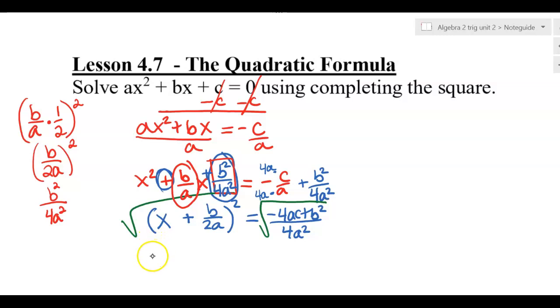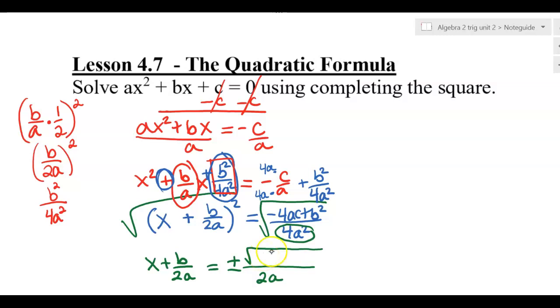So on the left side, I'm going to have x plus b over 2a. On the right side, I'm going to have plus or minus. Now this radical is over the entire fraction. In the denominator, this actually square roots very nicely. The square root of 4a squared is 2a. And the numerator is just ugly. I'm going to rearrange the order of things in there, okay? I'm going to keep negative 4ac and I'm going to keep b squared, but I'm going to write them in a different order because you'll understand in a minute.